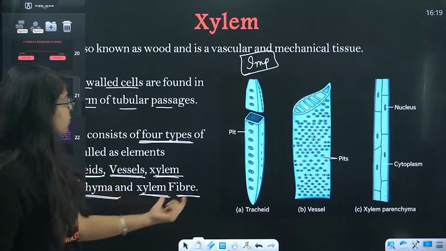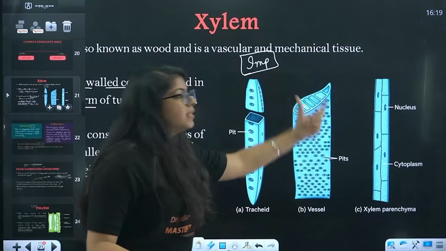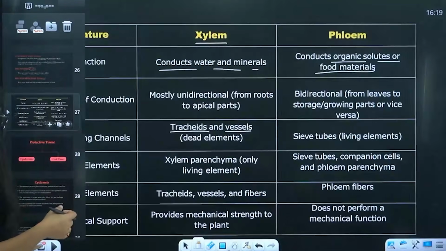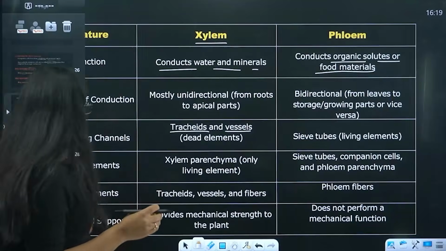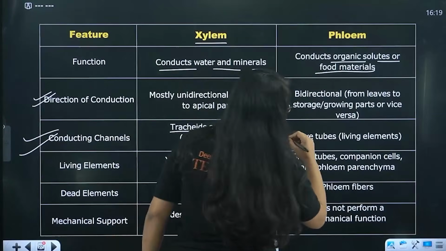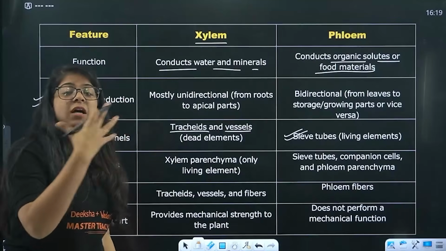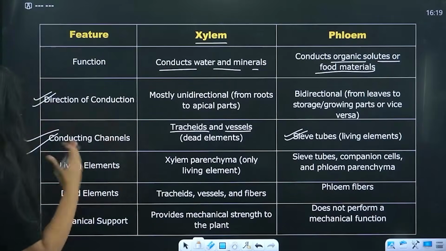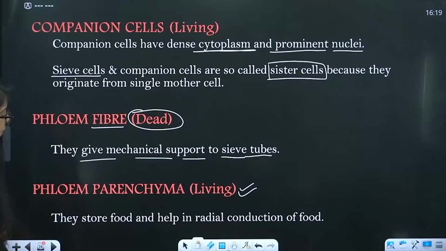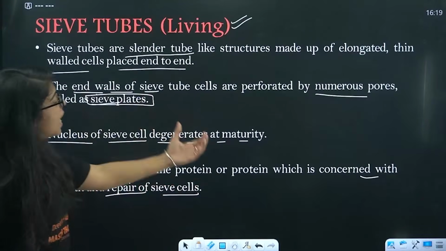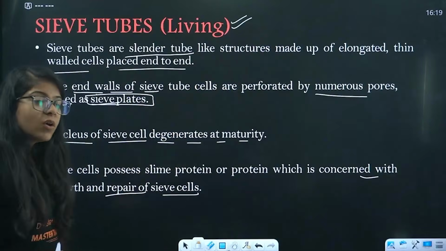These long tubes, these tracheids, these vessels are basically what is used for the conduction of water. However, in phloem, the sieve tubes, the living elements, are used for the conduction of food and water. See, this parenchyma stores the food, right? But these sieve tubes are actually the ones that transfer the food.